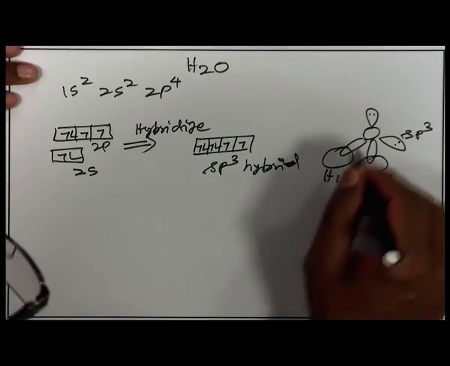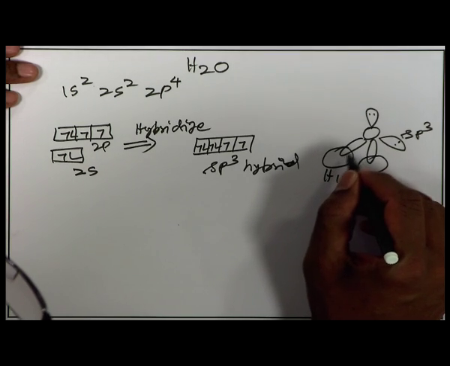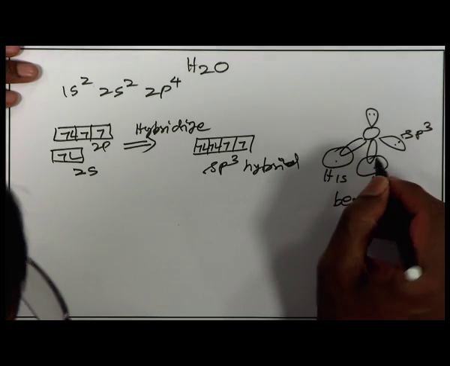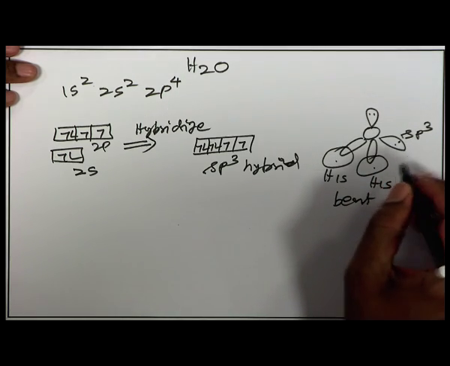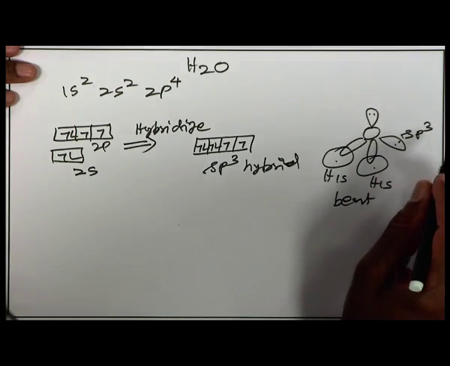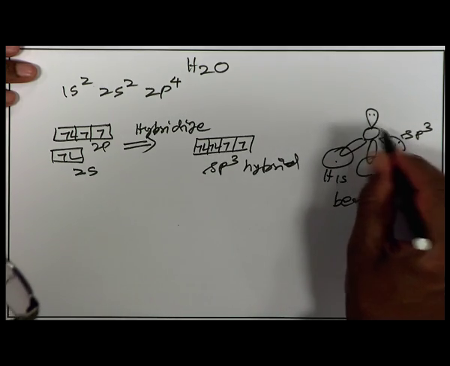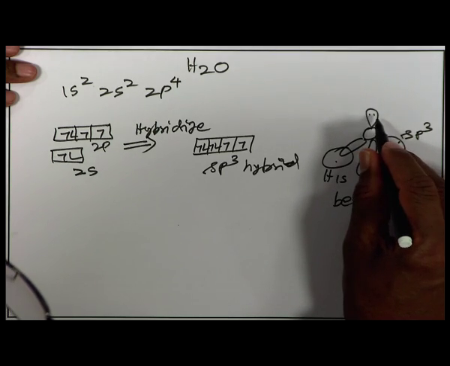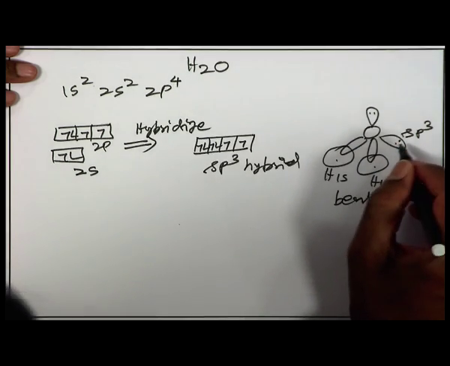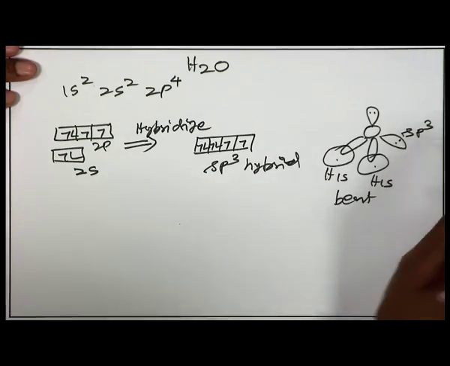together. As a result, the bond angle, the angle between this hydrogen and this hydrogen, is not 109.5, it is less than that, because of the repulsion between lone pairs as well as between lone pairs and bonding electron pairs.